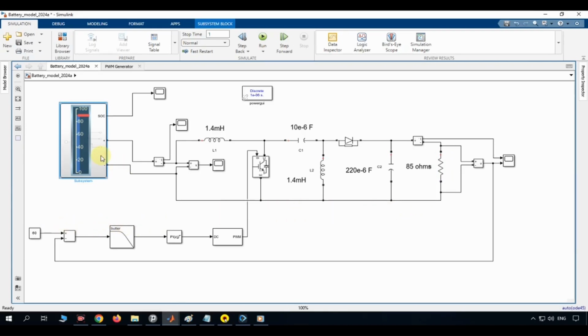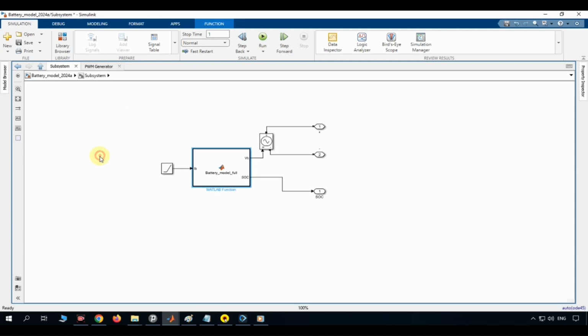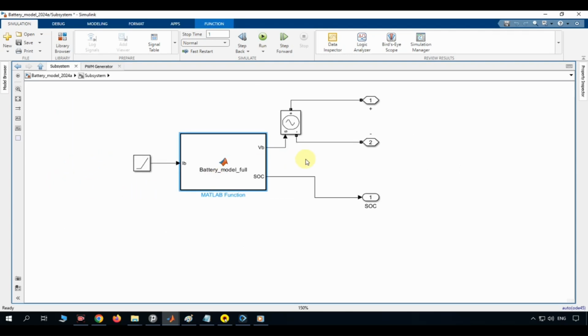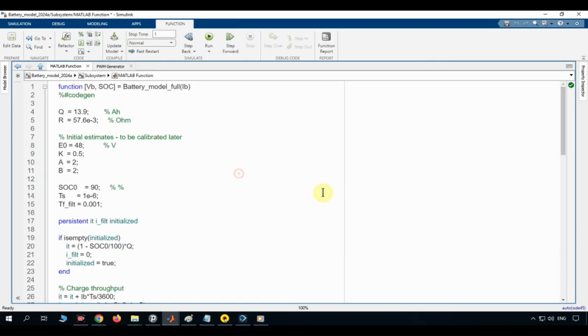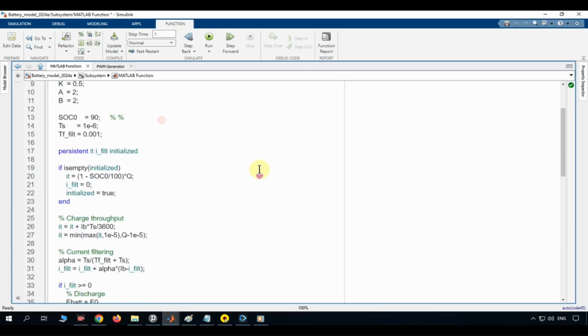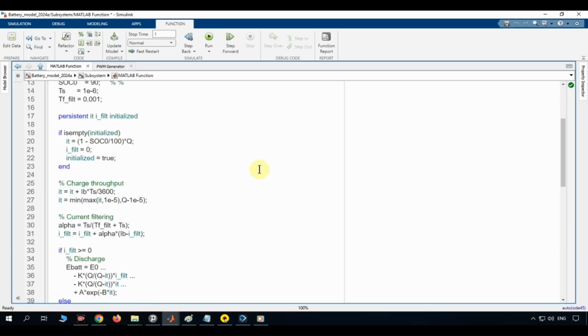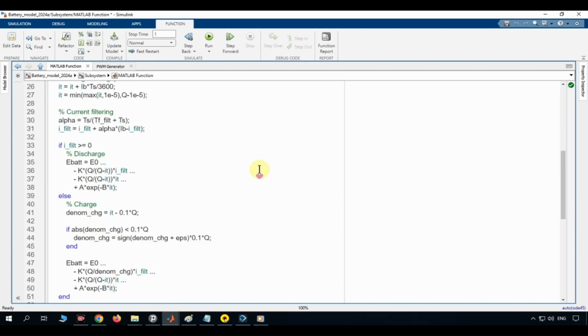Let's start on the far left with the battery block. This isn't a standard Simulink battery block. Instead, it is a custom MATLAB function called battery_model_full. Inside this code, the students will see a modified Shepherd equation used to model the battery's voltage. It uses a nominal capacity of 13.9 amp-hours, an initial state of charge of 90%, and an internal resistance of 57.6 milliohms. A very important aspect of this model is that it handles both discharge and charge states separately.